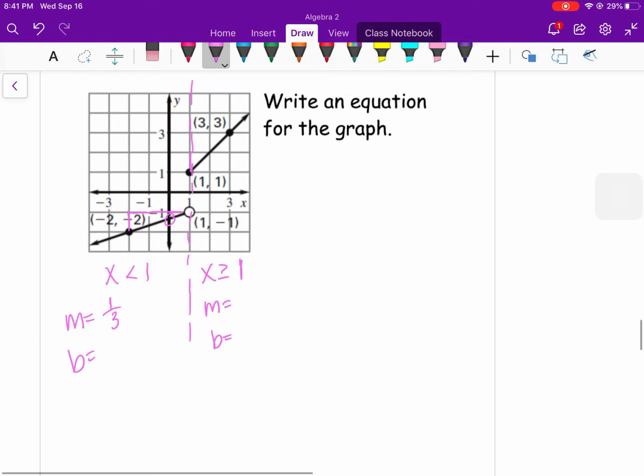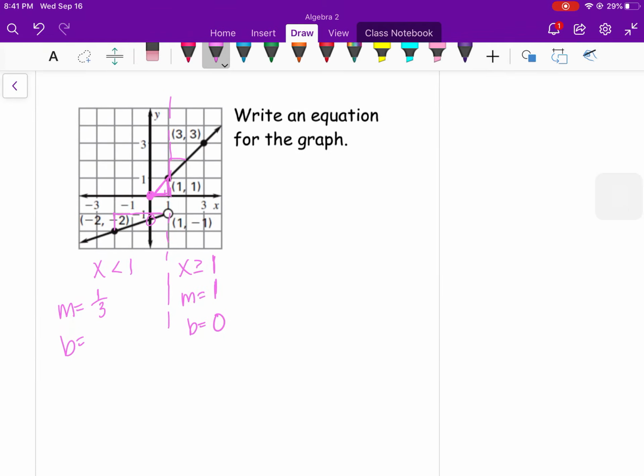On the right side, I have up 1 to the right 1, so a positive slope of 1. If I continue that slope and connect the line, the y-intercept would be 0. So I'll just need to do the algebra for the left side.